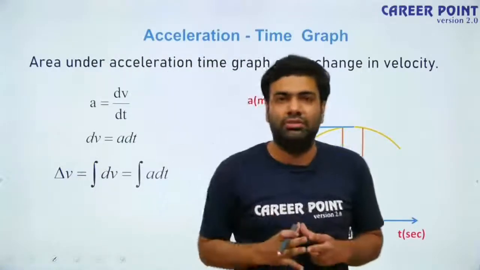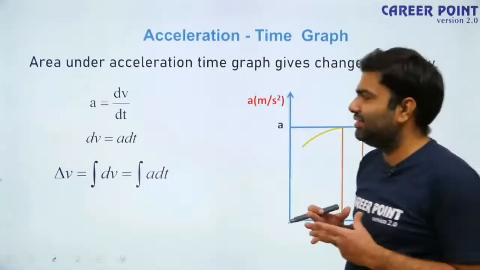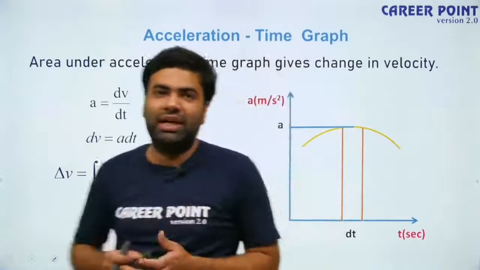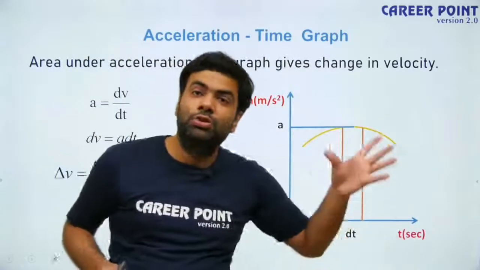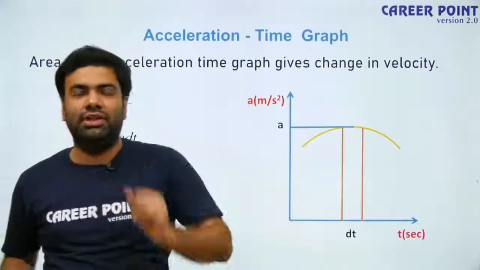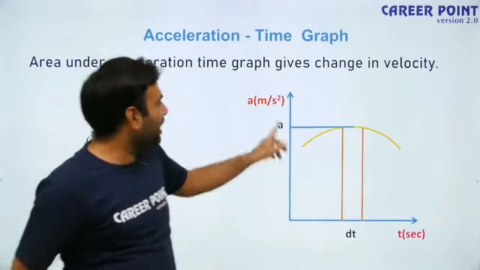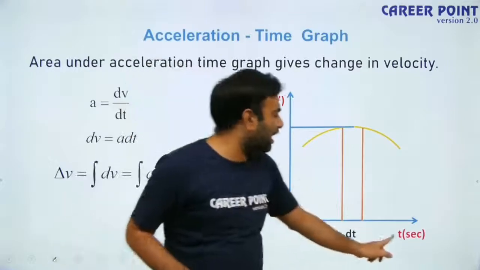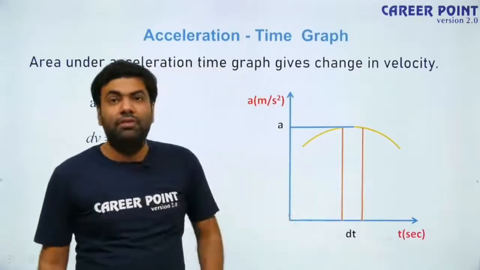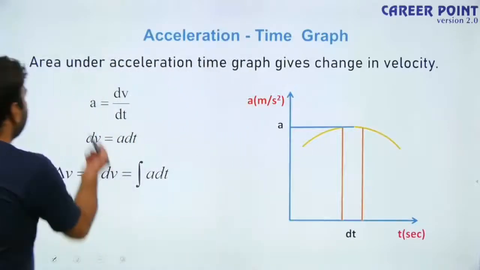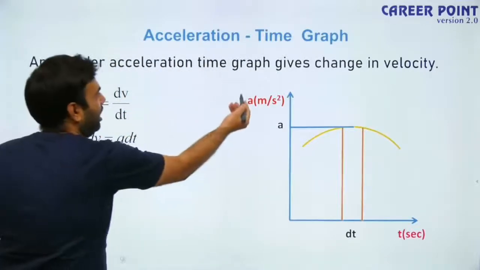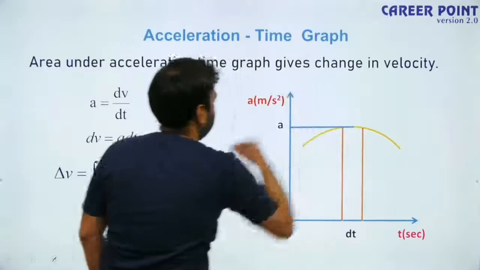is velocity. We have discussed this in the starting of this chapter, that differentiation of velocity is acceleration, so integration of acceleration is velocity. That means the area under the acceleration time graph will give us the change in velocity.